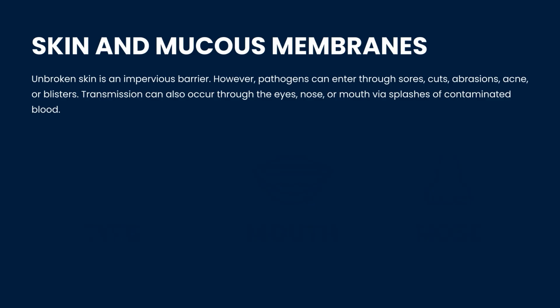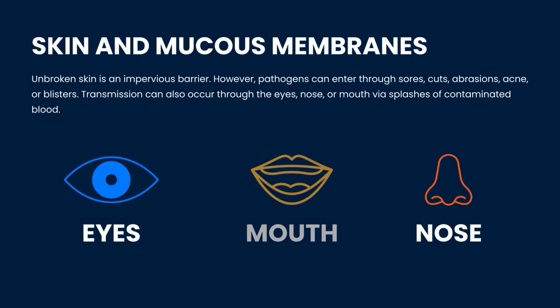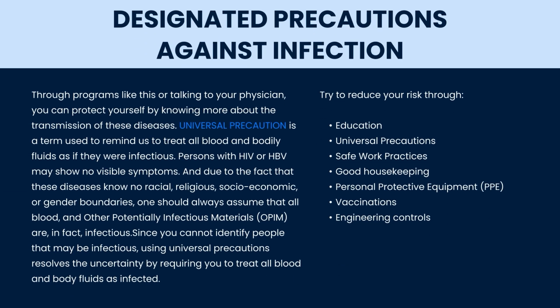Exposure can also occur through the eyes, nose, or mouth if contaminated fluids splash into these areas. That's why protecting both your skin and mucous membranes is essential when working around potential hazards. You can reduce your risk of infection by following key safety practices, including proper training, using universal precautions, maintaining good housekeeping, and wearing appropriate personal protective equipment.